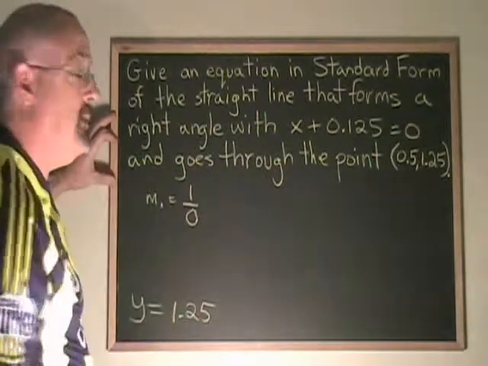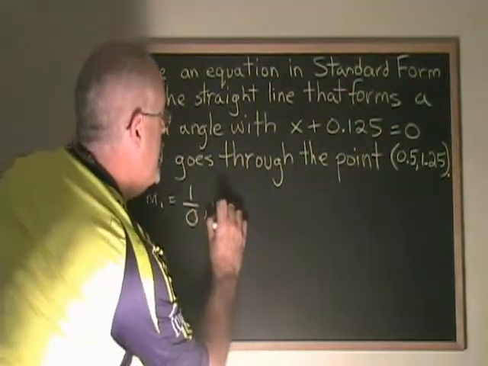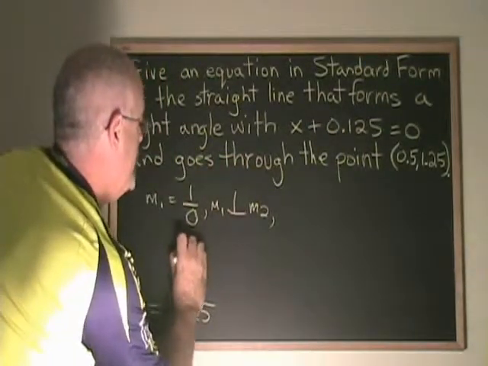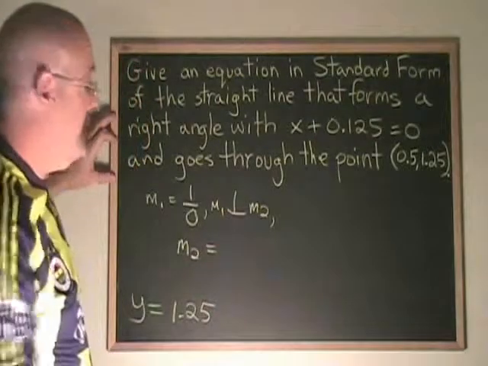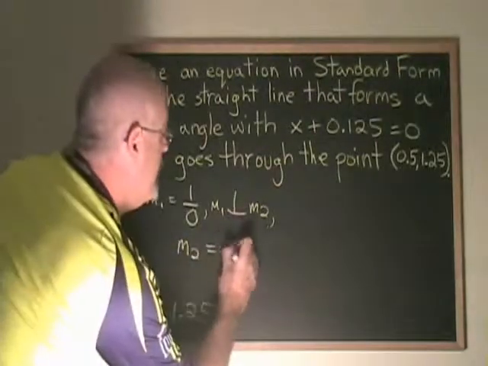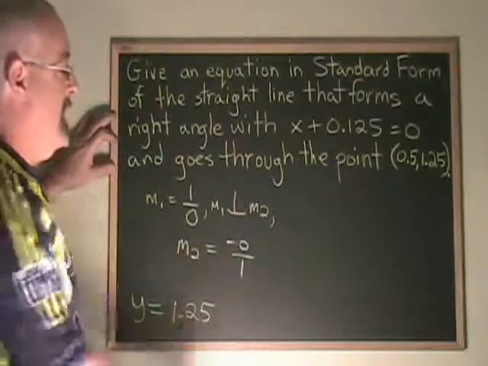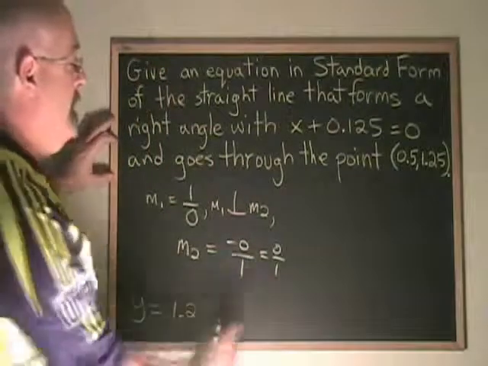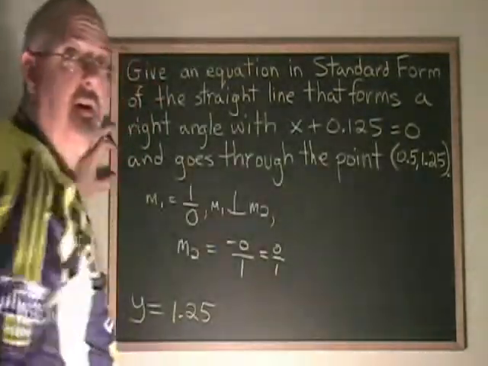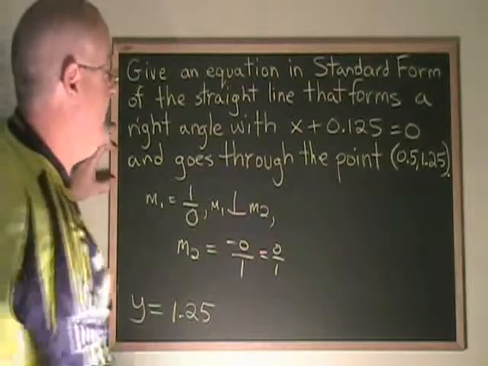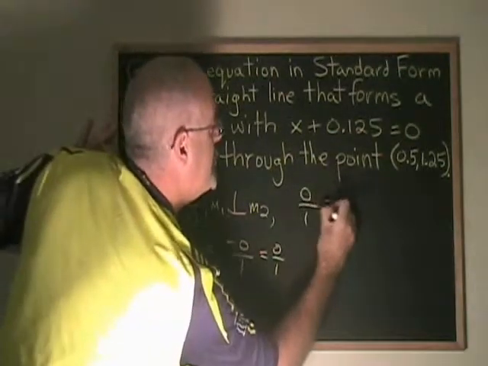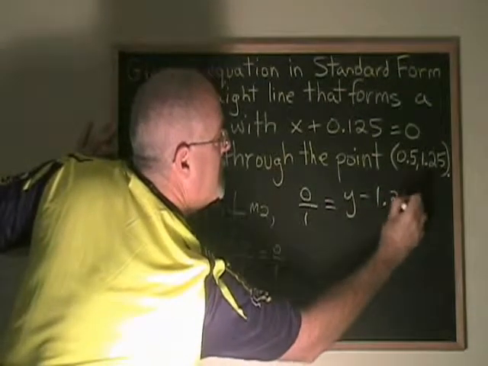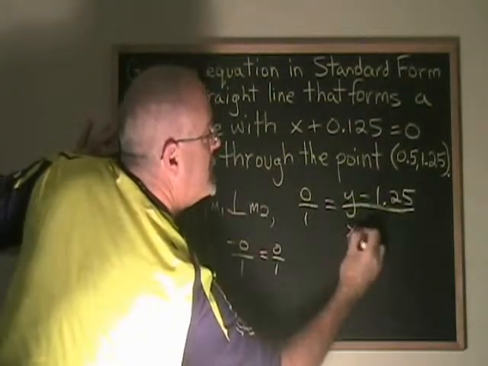If m1 is equal to 1 over 0, and m1 is perpendicular to m2, then m2 must be equal to the negative reciprocal of this fraction, which would be negative 0 over 1. I'll get rid of the negative sign and just call it 0 over 1. If I use this fraction and this point, I can derive the equation of the perpendicular line. 0 over 1 is equal to (y - 1.25) over (x - 0.5).